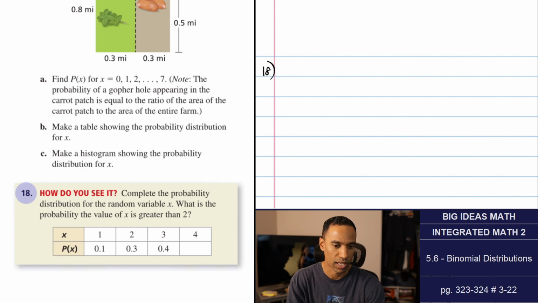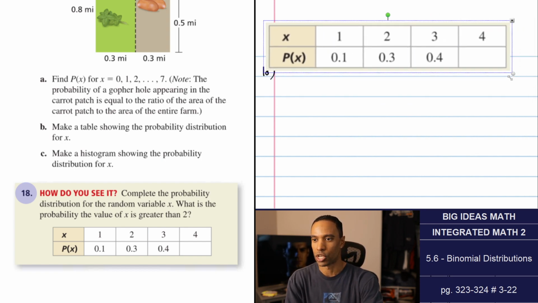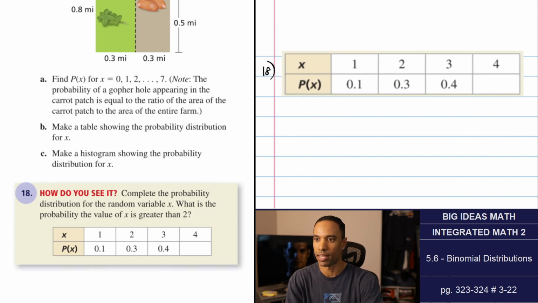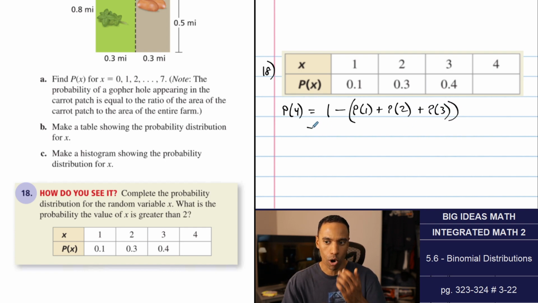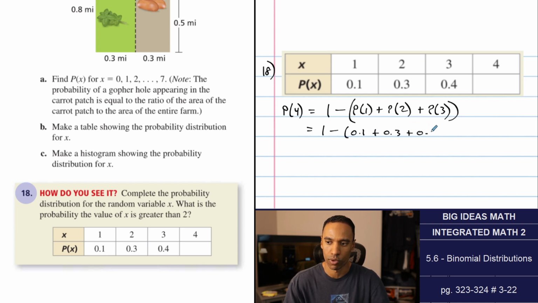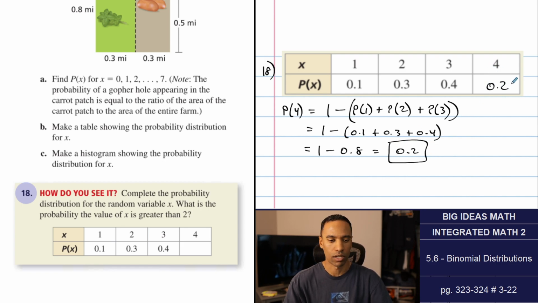All right, let's copy and paste that. Here's the thing, your probabilities must add to 100%. So if this is everything involved, this probability of 4 is going to be 1 minus the probability of 1, probability of 2, and probability of 3 added together. And I know I'm overstating what we got to do, but that's 1 minus 0.1 plus 0.3 plus 0.4. 0.1 plus 0.3, that's 0.8. So 1 minus 0.8, which is 0.2. So we got 0.2 that goes there.